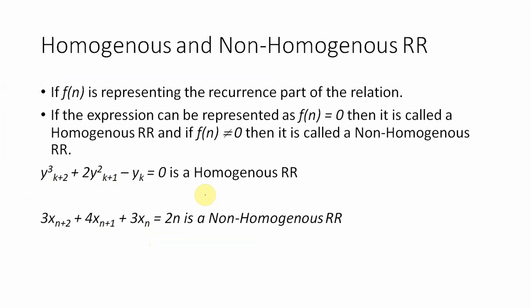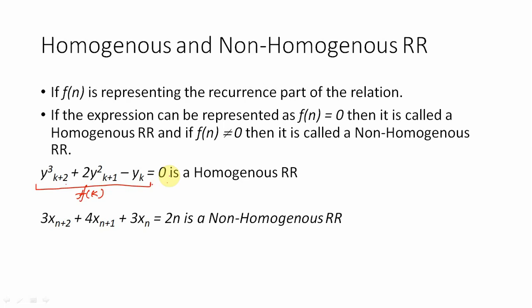Next, the next categorization is homogeneous and non-homogeneous recurrence relation. If we represent the recurrence part of the relation by, let us say, Fn, and this is the recurrence relation that is given to you, then this is the recurrence part of the relation. Let us say if I represent it by Fk. So if I can specify Fk is equal to 0, in other words, if the non-recurrence part of the relation is 0, then it is called a homogeneous recurrence relation.